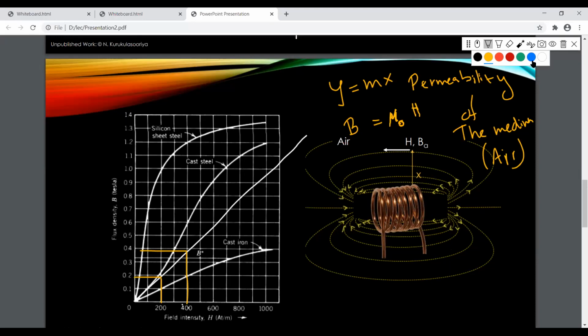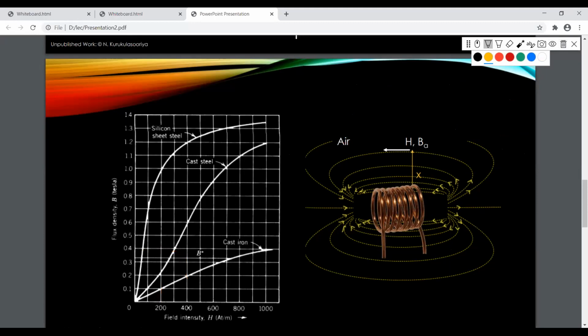Now, this equation is again very important, so you must highlight this one as well. B is equal to mu H. Let me rewrite it: B is equal to mu H, and for air, mu naught. So this mu here means the permeability of the medium, which is a constant value.